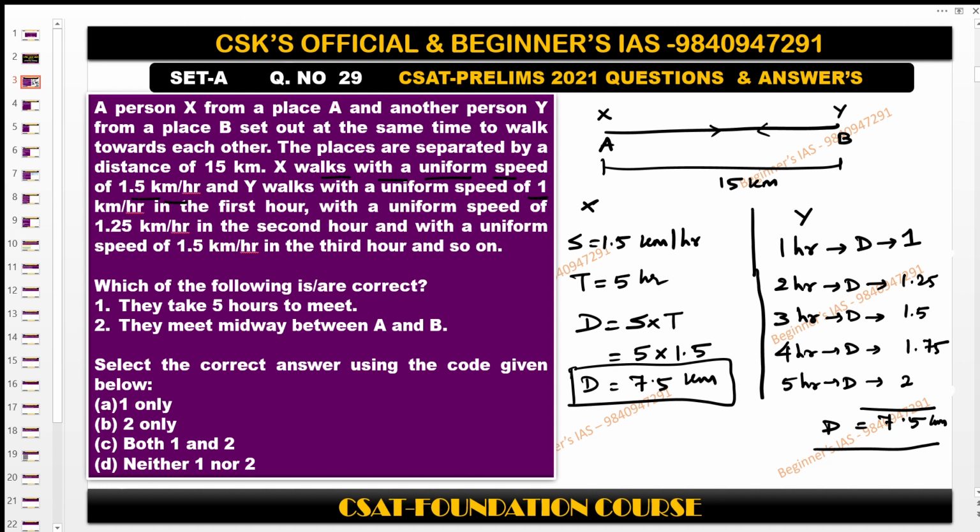So in 5 hours, what is statement number 1? They take 5 hours to meet. Yes, the first statement is right according to the question. Then the second one is they meet midway between A and B. Yes, of course. The total is 15 kilometer, so the midway is 7.5 kilometer. In 5 hours they have reached 7.5 kilometers, which means the midway. Which means the second option is also right. Therefore, the answer for this question is option C, both 1 and 2.